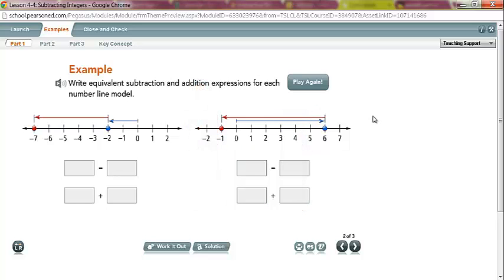Okay, so ladies and gentlemen, I'd like for you to take this opportunity and try to solve this problem. So go ahead and pause it.